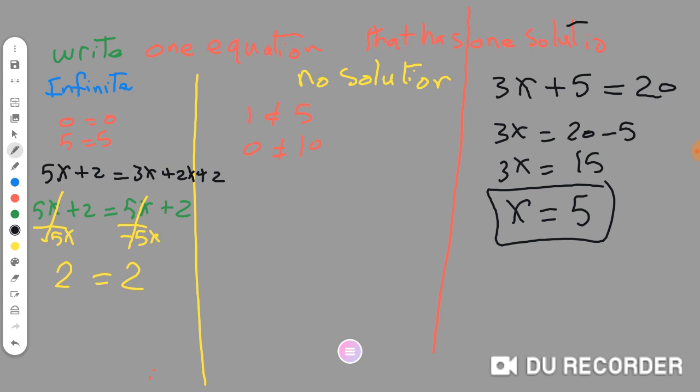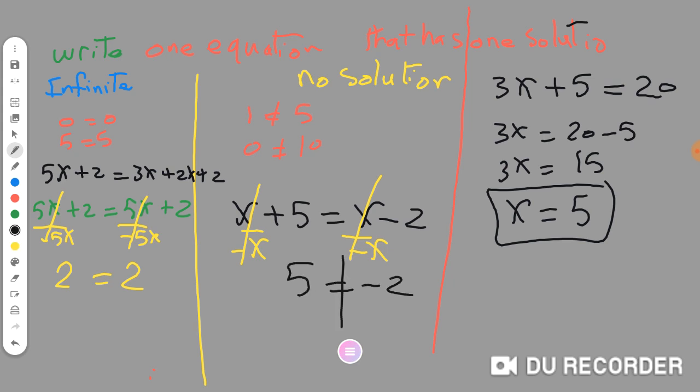Let's do the other one next. Also, I must have the same value of x on both sides. So I start with x plus 5 equals x minus 2. I have the same x, x here, x here. Subtract x from both sides: minus x, minus x, 0, 0. Now I have 5 equals negative 2. Is that true? No. So there is no solution at all.